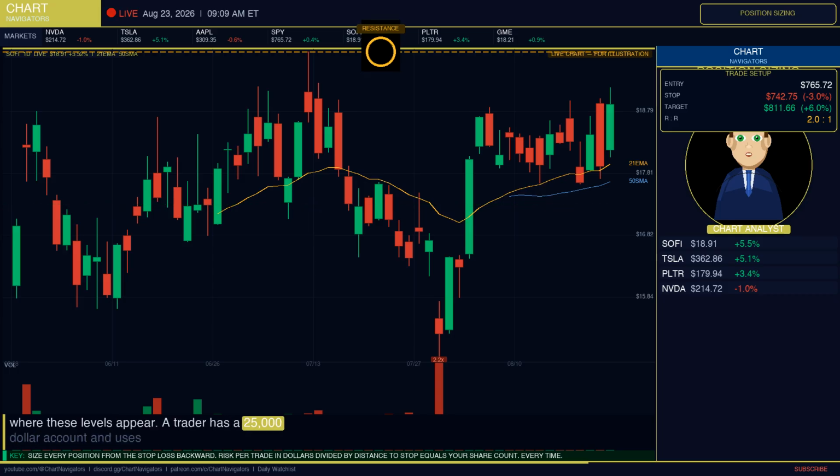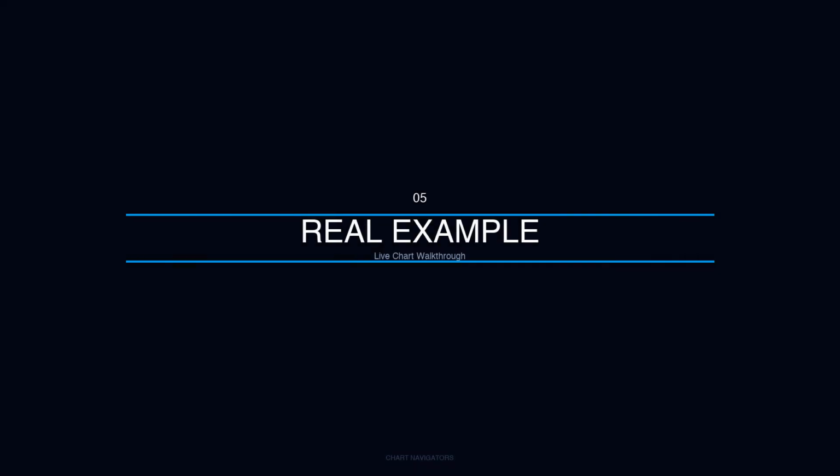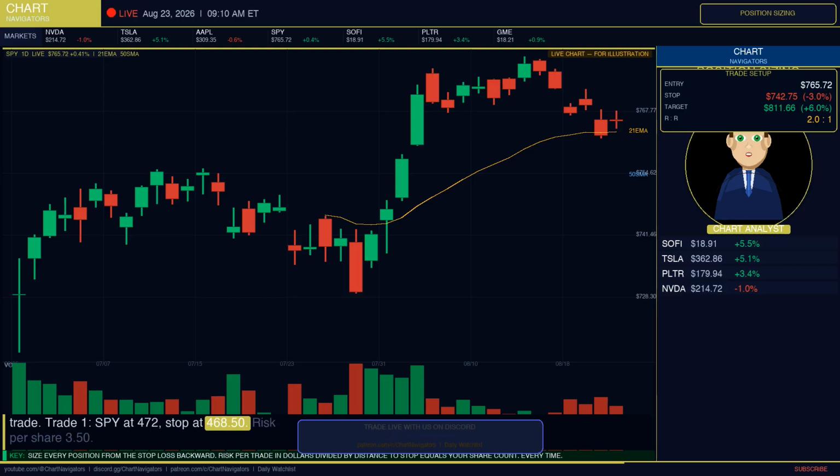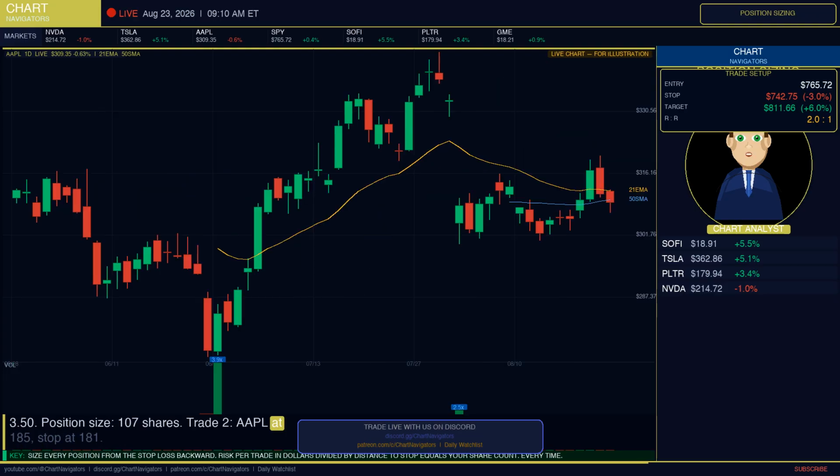A trader has a $25,000 account and uses a 1.5% risk rule, $375 per trade. Trade 1. SPY at 472. Stop at 468.50. Risk per share 3.50. Position size 107 shares. Trade 2. Apple at 185. Stop at 181. Risk per share 4.00. Position size 93 shares.